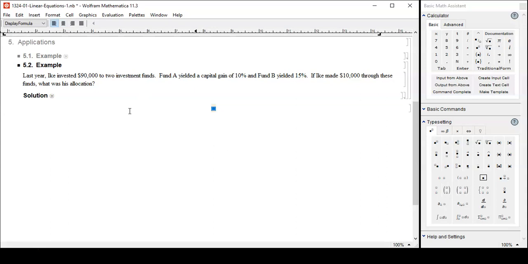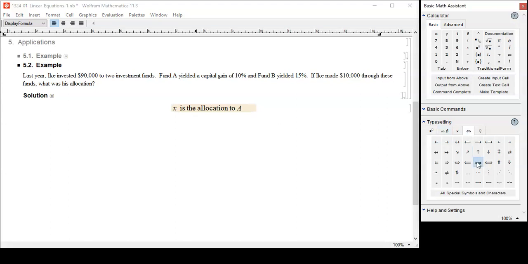Let's say X is the Fund A, then it is 90,000 minus X.